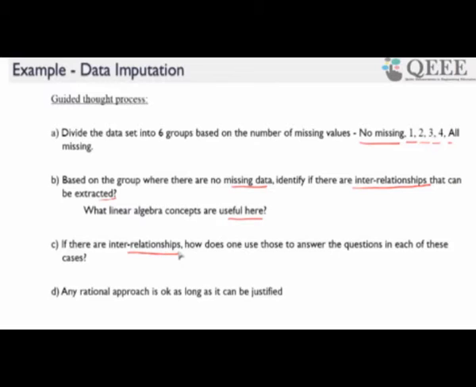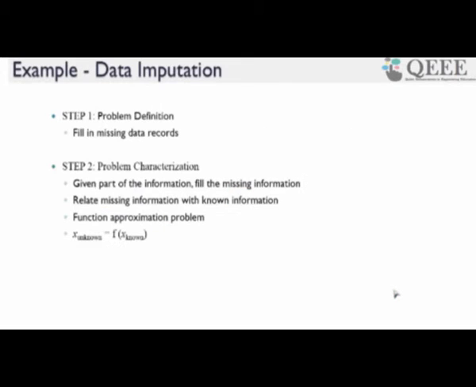If there are interrelationships, how do you use those to answer the questions? So you need to fill up these NA missing values using some approaches which we are going to discuss. Okay, so what is step 1? The problem definition. What is the problem definition here? We need to fill the missing data records which are noted as NAs.